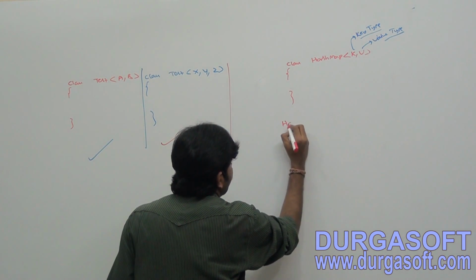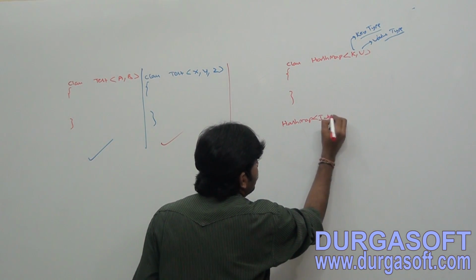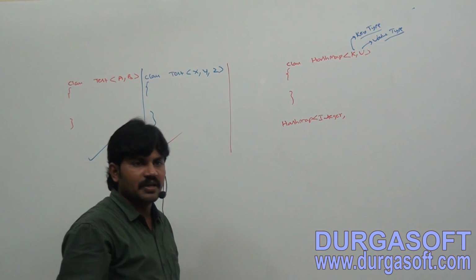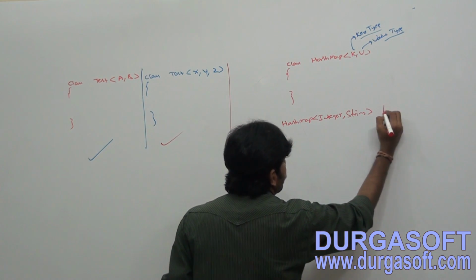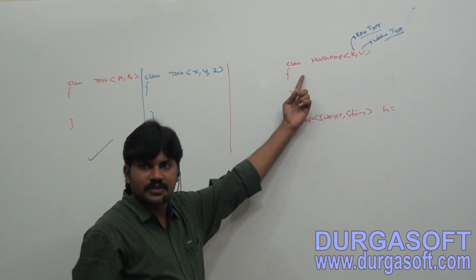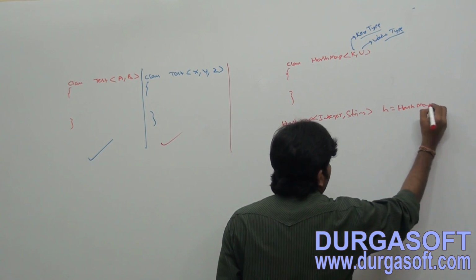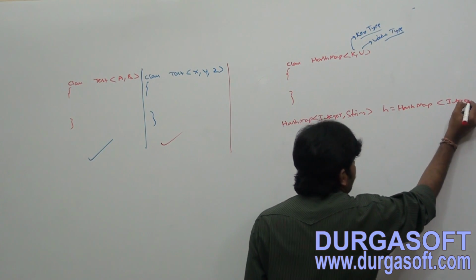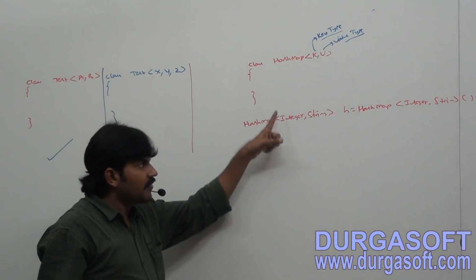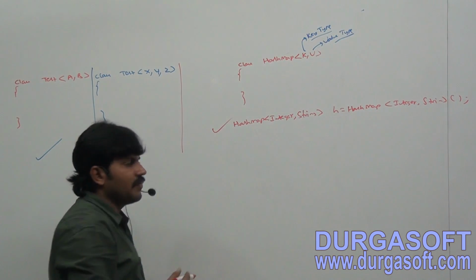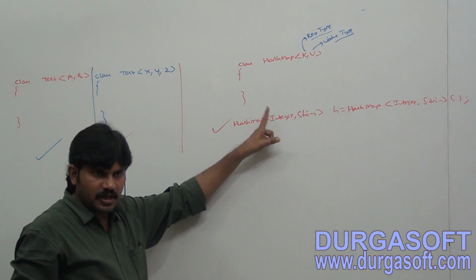Now HashMap of Integer comma String: my key should be Integer and the value should be String type. H is equal to, I am creating a HashMap object for this generic class. Like this I am taking. Can you tell, is it valid or not? 100% perfectly valid. Now I hope you people are aware what the difference is between this terminology, right?